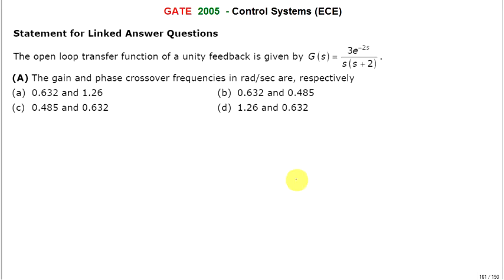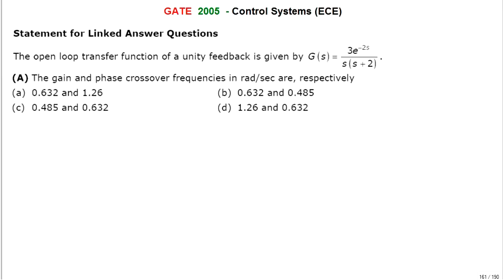Hello, we are discussing the GATE 2005 ECE paper. The open loop transfer function of a unity feedback system is given as G(s) = 3e^(-2s) / (s(s+2)). Find the gain crossover frequency as well as the phase crossover frequency in radians per second.